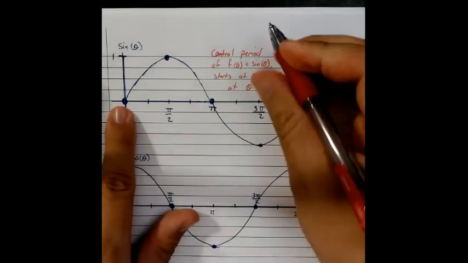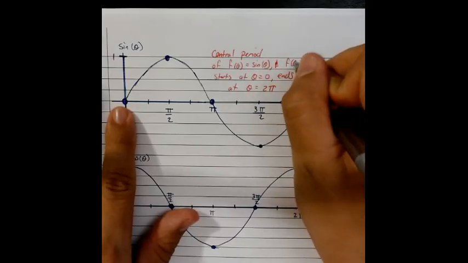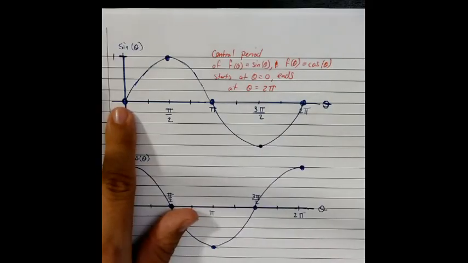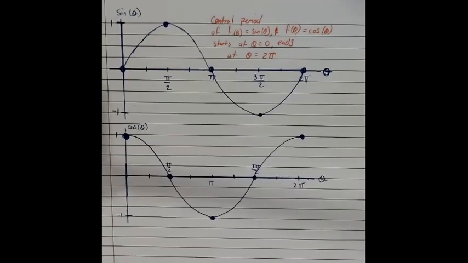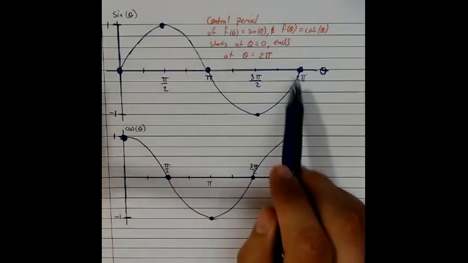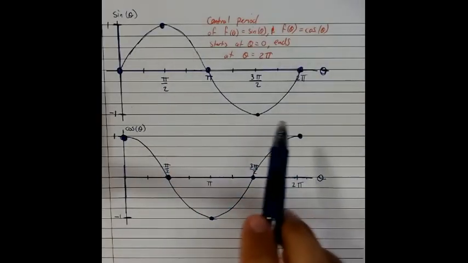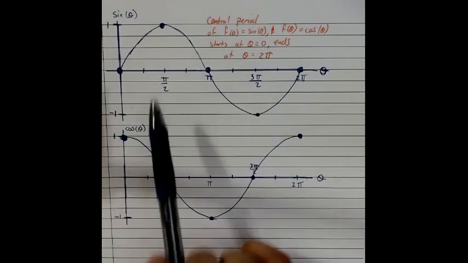It's also going to be true for the cosine of theta, and for f of theta equals the cosine of theta. So for both of these, it starts at 0, and it ends at 2 pi. Note that that means that every time you add another copy of 2 pi, your wave starts over again. And so that means that's the period of the sine function.